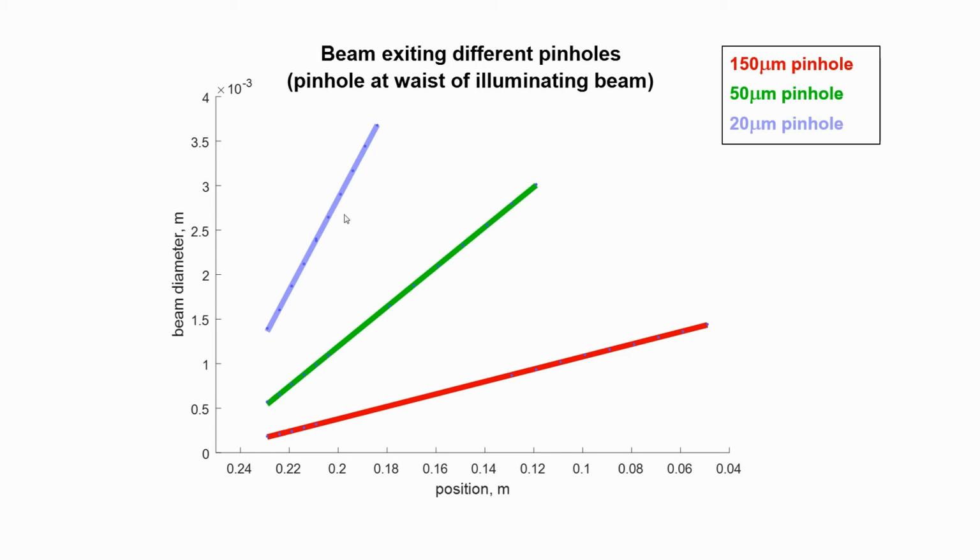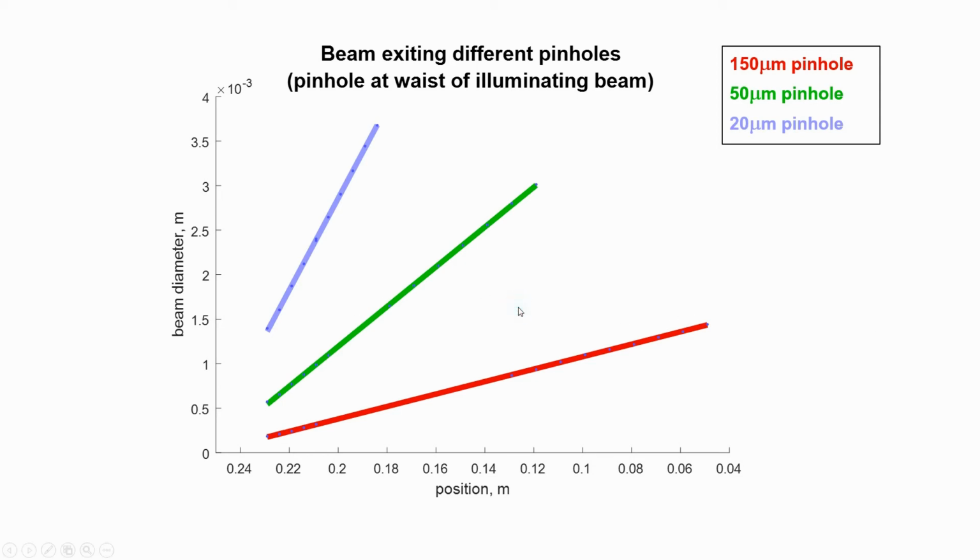So I did this with several different pinholes. We have the 20 micron pinhole, the 50, and the 150 micron pinhole, and they look quite similar to Gaussian beams in that the smaller the pinhole, the steeper the divergence. And so it's nearly the same thing as if we had made a pinhole of, say, a 20 micron diameter by focusing it with a lens.